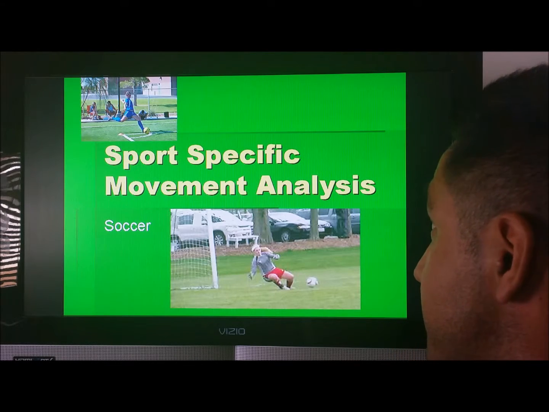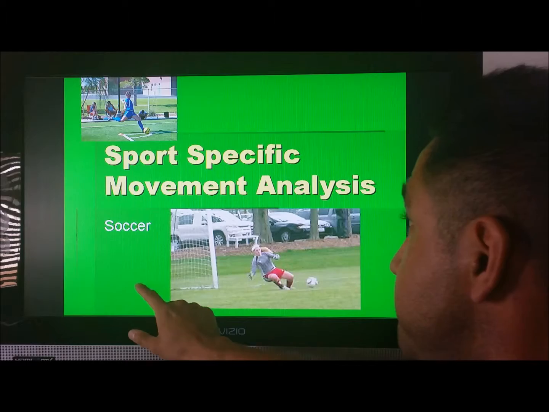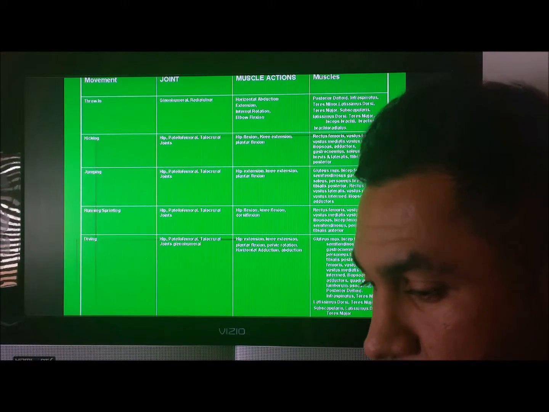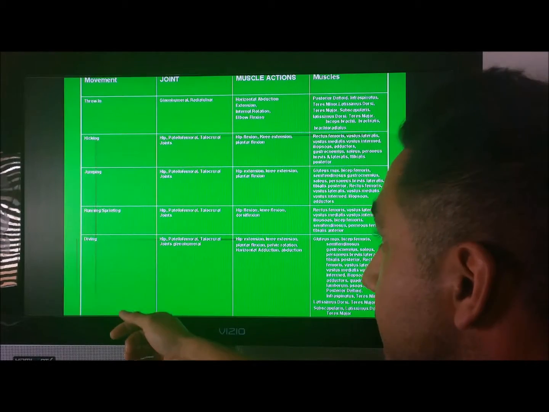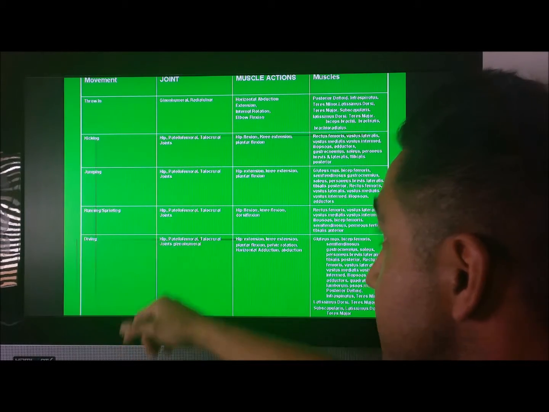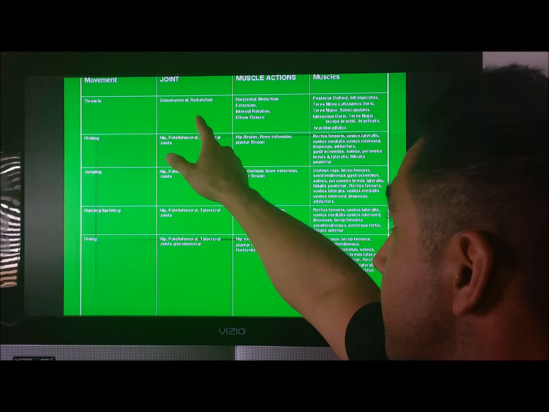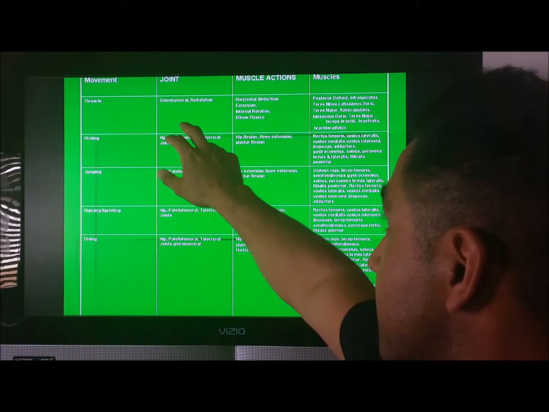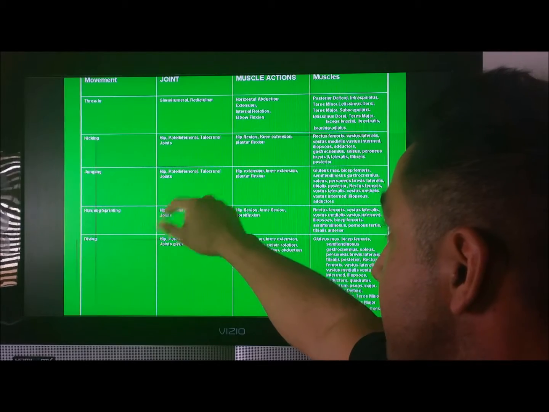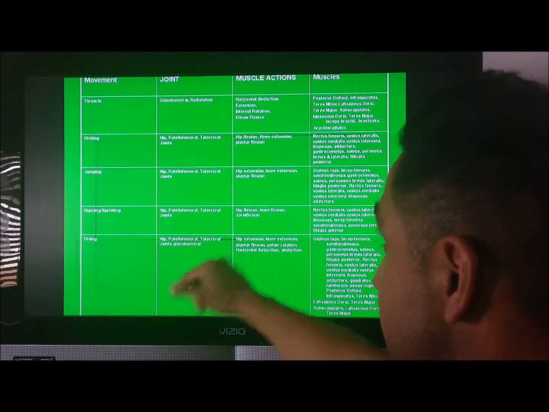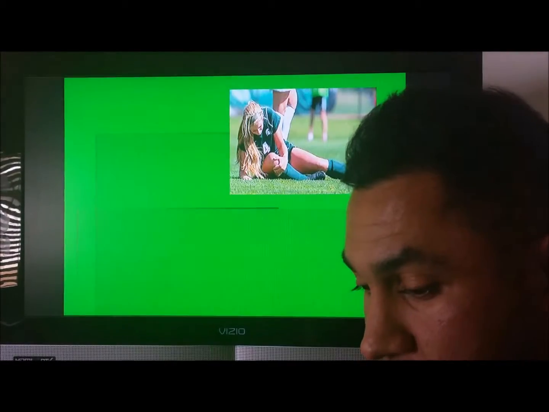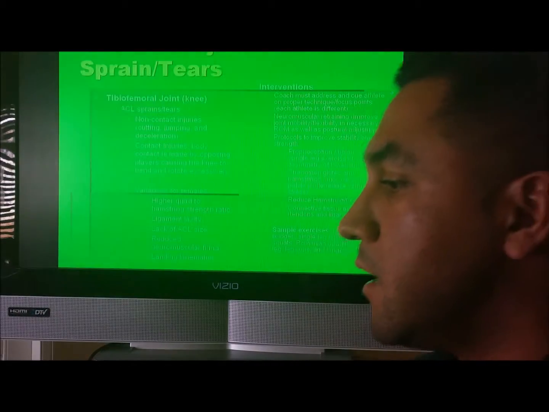So sport-specific movement analysis. Whoops. Touchscreen. Okay, so going over that, just basic throw-ins, kicking, jumping, running, sprinting. At that, what joint is that motion occurring? So we've got the glenohumeral, radioulnar, hip, patellofemoral, talocrural joints, major movements, major actions at those joints, and the muscles involved. Injuries real quick.